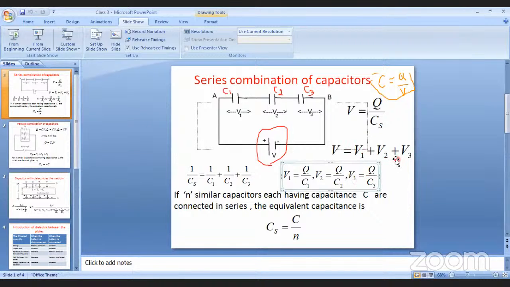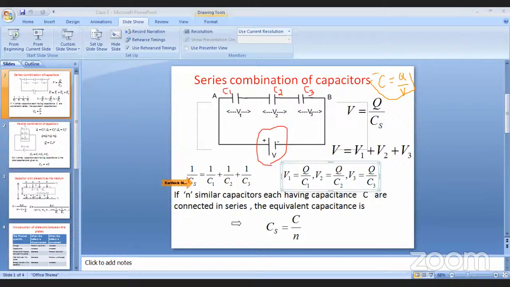So V equal to V1 plus V2 plus V3. The total potential difference is given by V equal to Q by Cs. While simplifying these expressions, you will get 1 by Cs equal to 1 by C1 plus 1 by C2 plus 1 by C3. That is the expression for capacitors in series. In this way you can find the total equivalent capacitance for the capacitors in series.